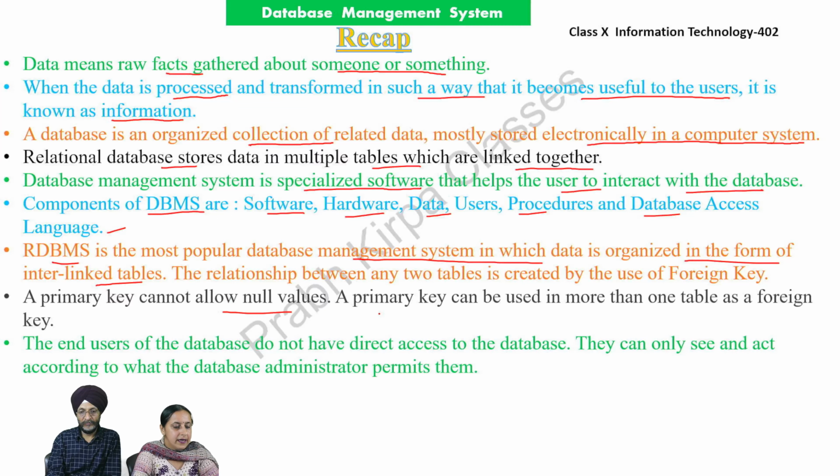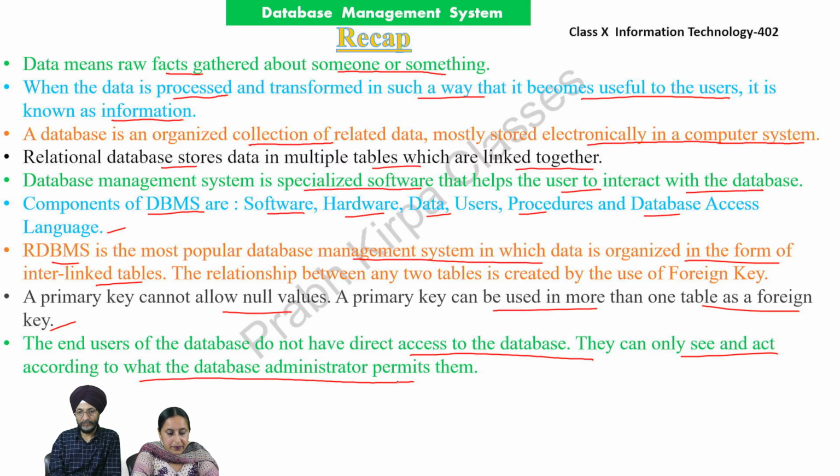A primary key cannot allow null values. A primary key can be used in more than one table as a foreign key. The end users of the database do not have direct access to the database. They can only see and act according to what the database administrator permits them.